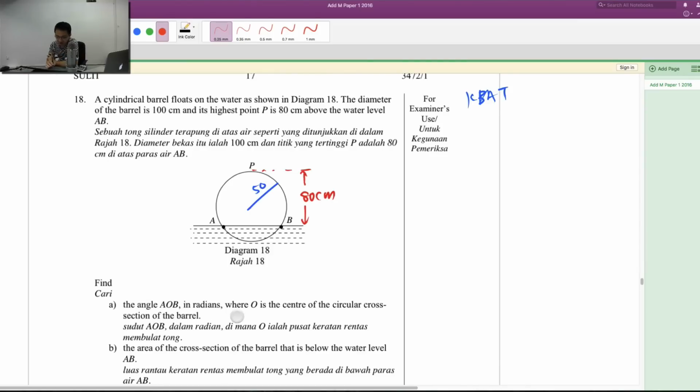Part A asks you to find the angle AOB, where O is the center of the circular cross section of the barrier. So I assume O is somewhere in the middle. I call this one O. So they want to find the angle. This is 50. This is 50. Of course, I will need some more information. Does the 80 help me in some way? Yes, the 80 at least tells me over here is 20, because the diameter is 100, isn't it? So I guess I can know here is 30.